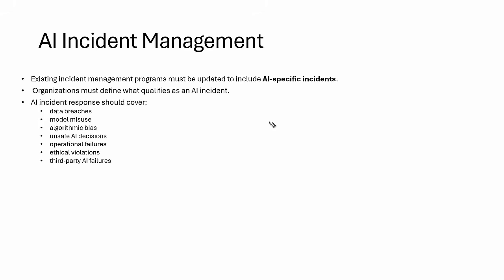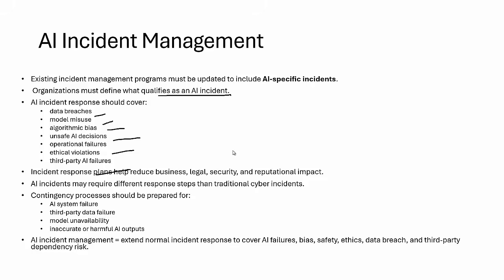Now, if tomorrow AI generates a hallucination or leaks sensitive data, it is an incident. And we don't need to create a separate incident management process for that. We can use the existing incident management process and integrate the AI into that. So the organization must define what qualifies as an AI incident. Examples are data breach, model misuse, algorithm bias, unsafe AI decisions, ethical violation, and third-party violations. So incident response helps to reduce the business, legal, security, and reputation impact.